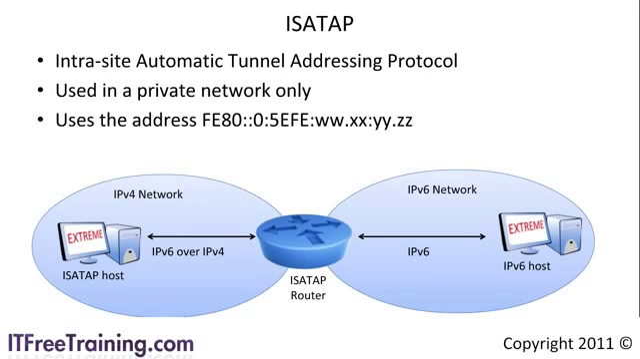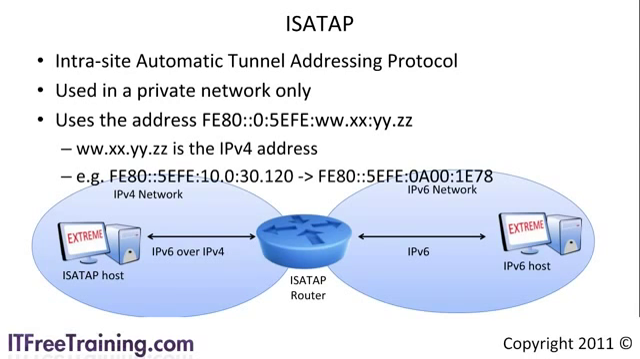Remember, link local addresses always start with FE80 and are used for local traffic only. In the host part of the address, you have 5EFE, followed by the IPv4 address. Consider the following example. To communicate with 10.0.30.120, the router would use the link local address host network ID FE80, followed by the host ID of 5EFE:10.0.30.120. If a client on the IPv6 network wants to communicate with the IPv4 network, the process is simply reversed.